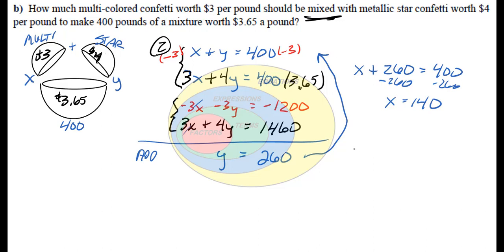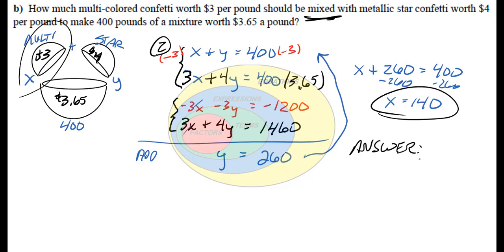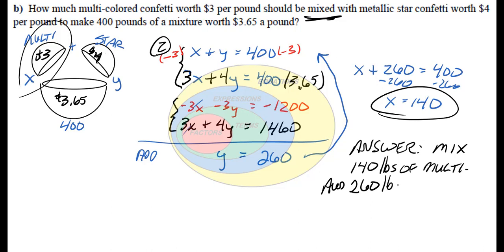All right, so the answer. If X is 140, X was the multicolored confetti, so I'm going to mix 140 pounds of the multicolored and 260 pounds, and that's my Y, and the Y was the metallic star confetti.